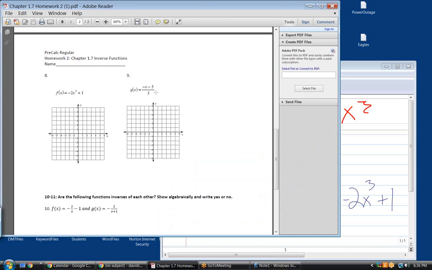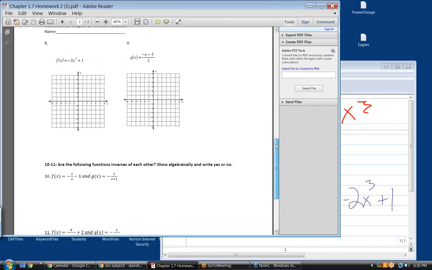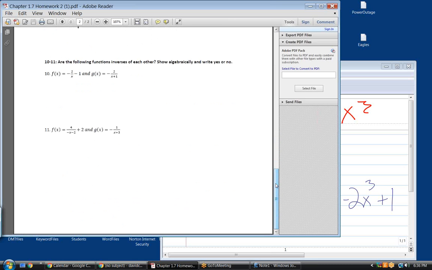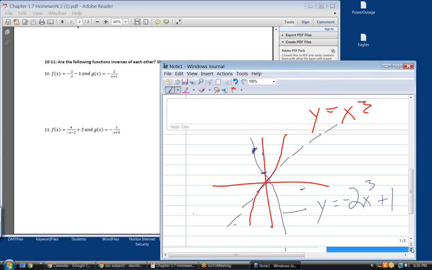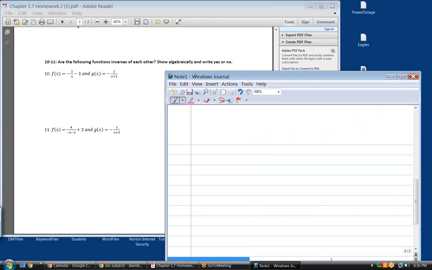Number 9 is actually easier. That's also linear. In other words, that's the same as minus 1/3 x minus 5/3, just a straight line. So finding its inverse is going to be easy, and graphing it's going to be even easier. Okay. Let's go to 10, because now we're asked to prove that one is an inverse of the other. Show whether the following are inverses of each other, show algebraically and write yes or no.